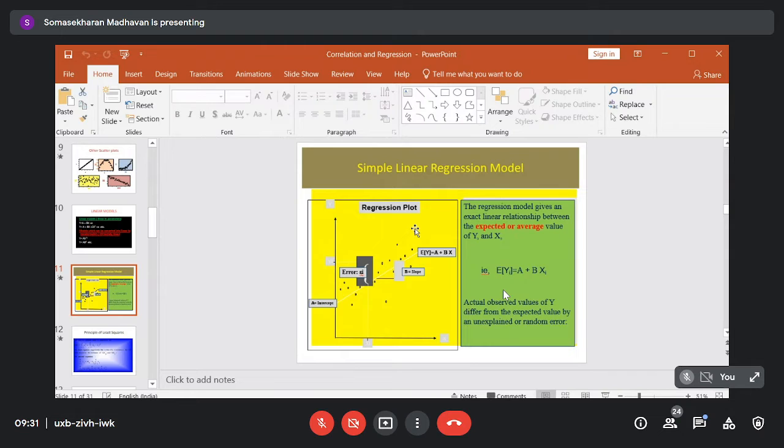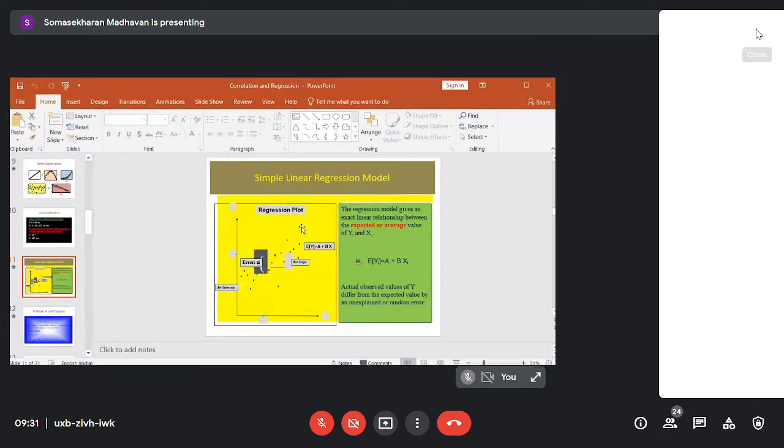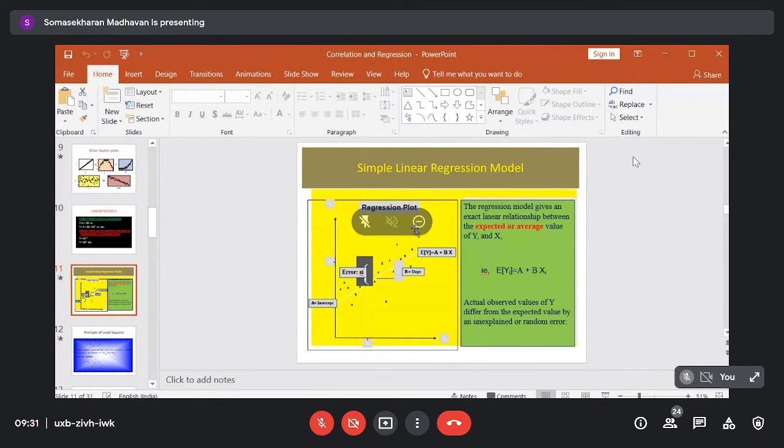So definitely the actual observed value of Y differs from the expected value of Y by an unexplained or random factor. That means if you draw a line in between these clustered points, if that is the fitted line, then if you take any point on the x-axis, there will be 2 points. One point is the observed value, the other point will be the expected value. So the difference between these is the error.